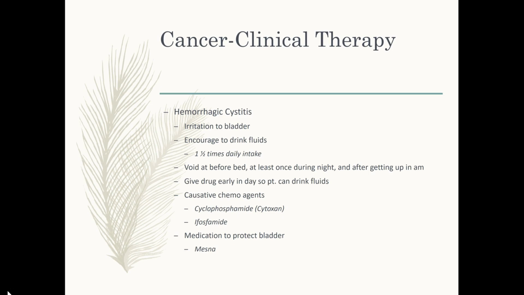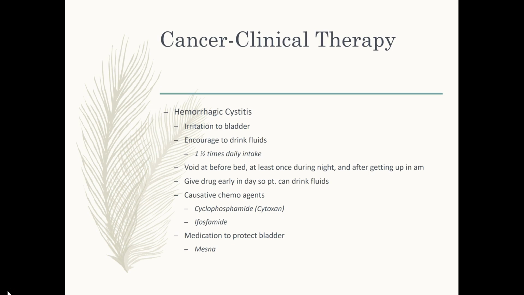Hemorrhagic cystitis is another side effect of chemotherapy. If you think about it, the chemo is going to be filtered through your kidneys, excreted through the kidneys, and then sent to the bladder. And it's going to cause irritation to the bladder, which is secondary to that chemotherapy.